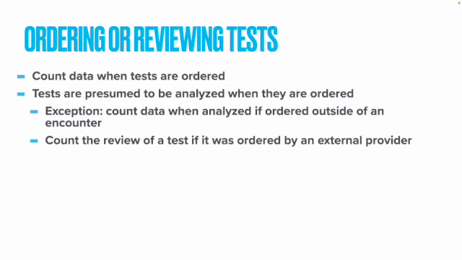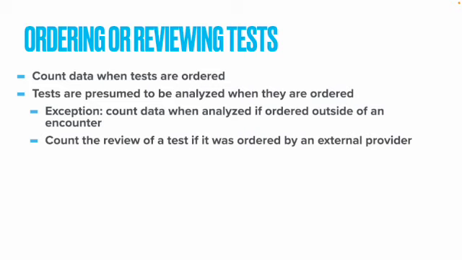According to the guidelines, you count data when tests are ordered, because they say that tests are presumed to be analyzed when they're ordered. So basically what they're saying in layman's terms is, if a provider is going to order a test, they expect that provider to want to analyze that and to need to analyze that test. So they're only going to give you the provider credit for it one time. And they say to give credit when it's ordered, if it's ordered at an encounter. And that kind of brings up the exception. So if it's not ordered at an encounter, you would count the data when it is analyzed.